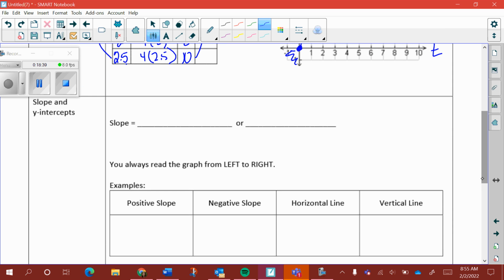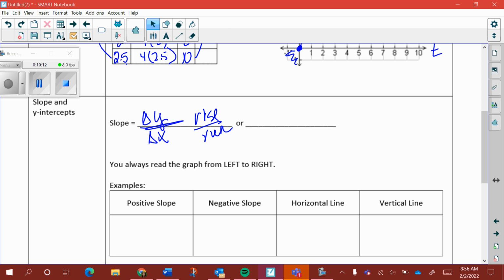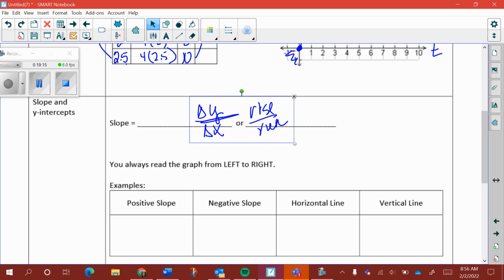Y-intercepts and slope. So we're talking about slope. Slope is going to be, do you guys remember me talking to you about change of y over change of x? So change of y over change of x, or rise over run. Okay, so we're going to do, and I should put those on separate slides. There you go.